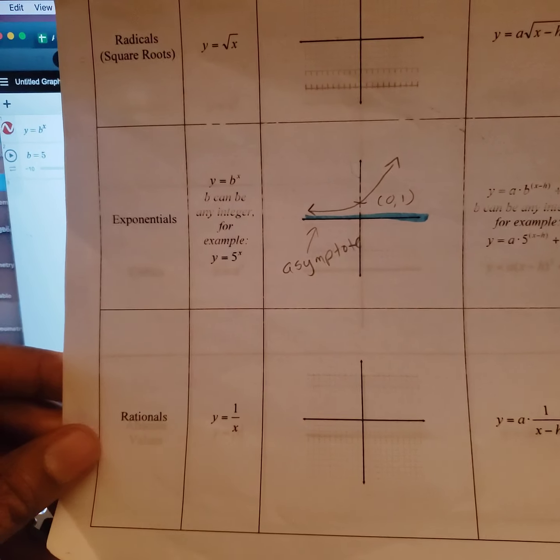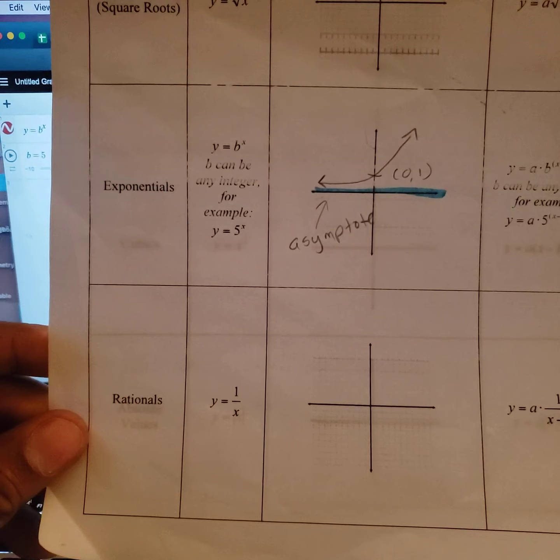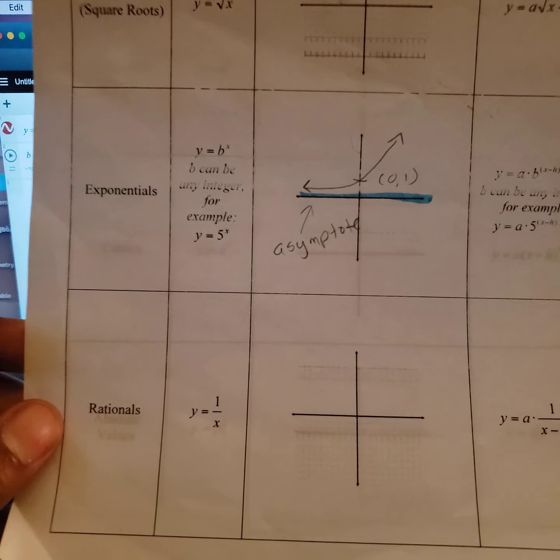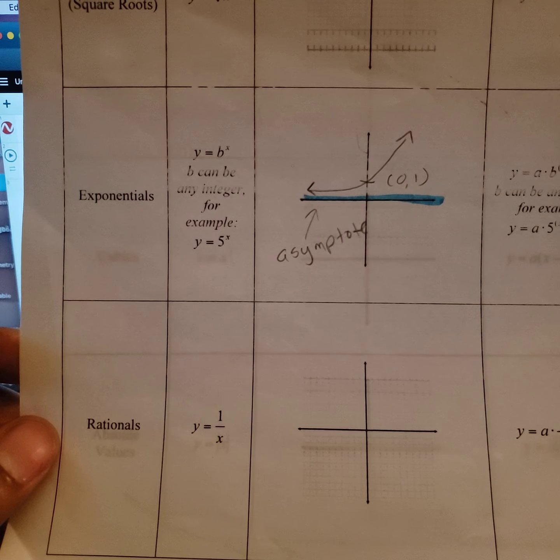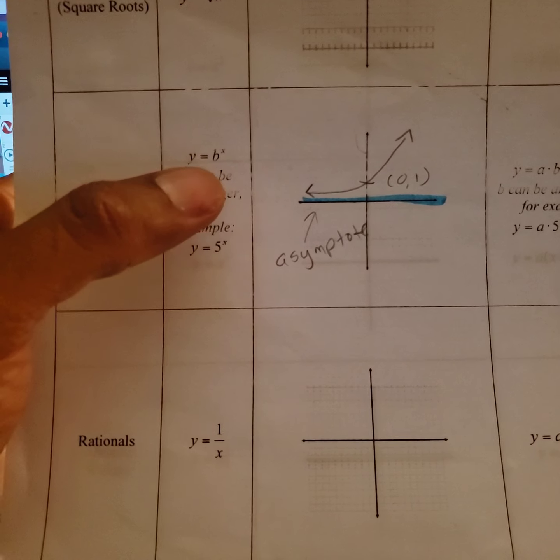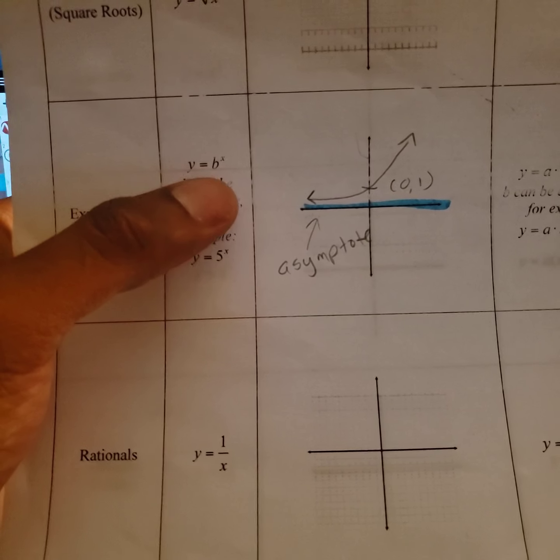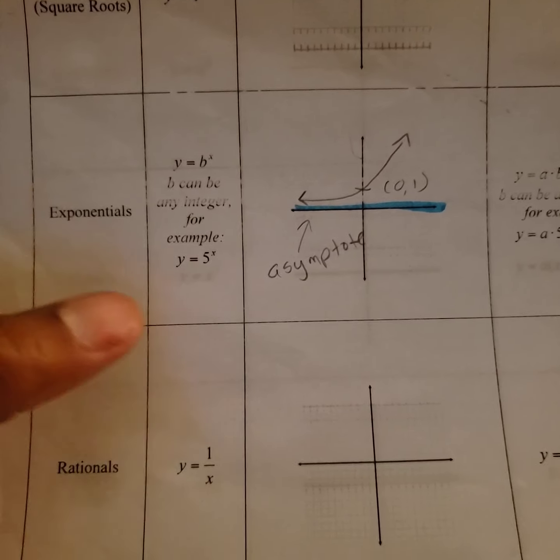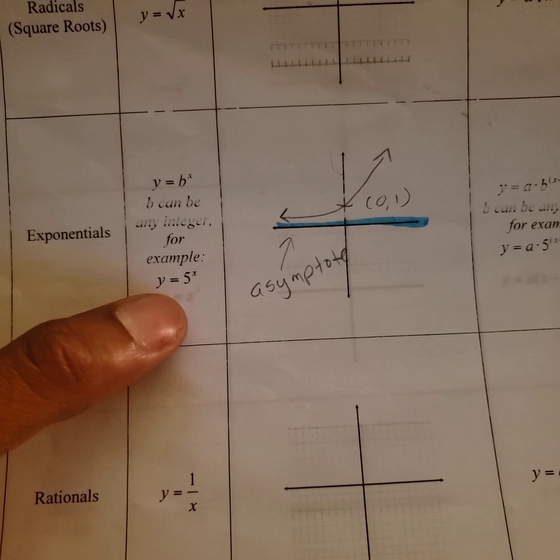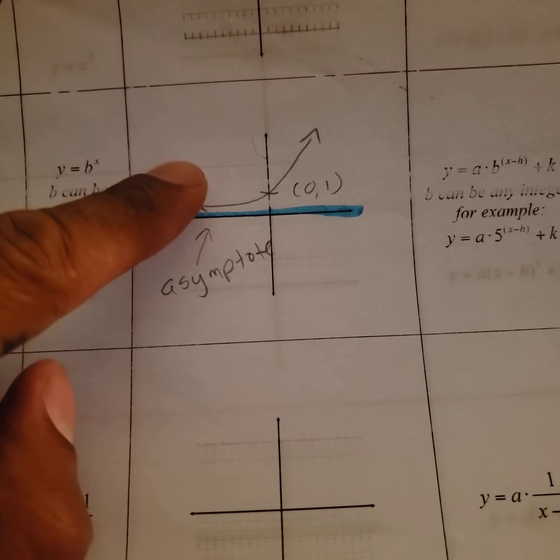Okay, we're going over exponentials. So these are a lot harder, so we're going to start from basics here. We're going to look at something starting from y equals b to the x. Let's say y is equal to 5 to the x. So this is what your parent graph looks like.